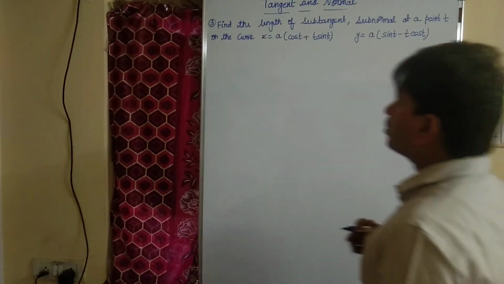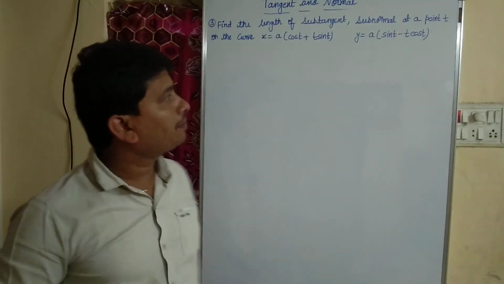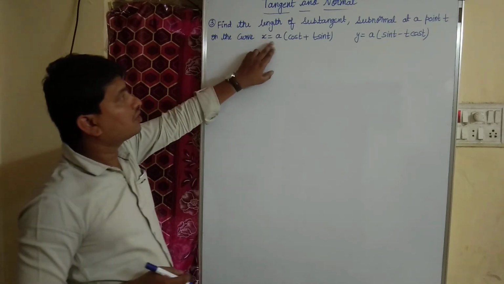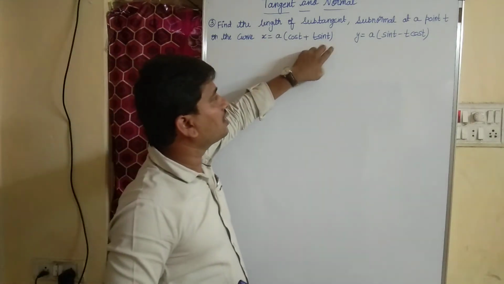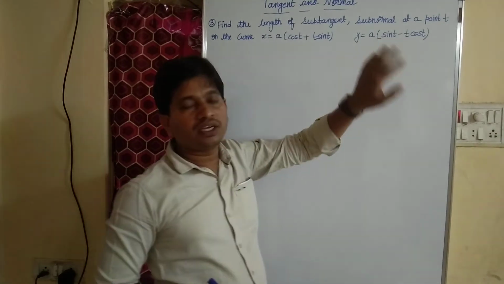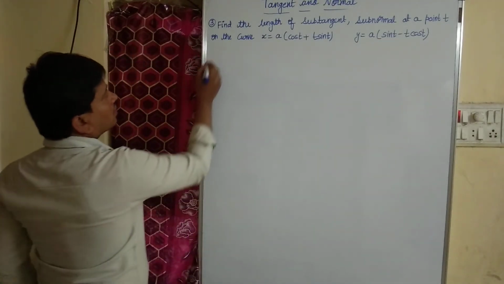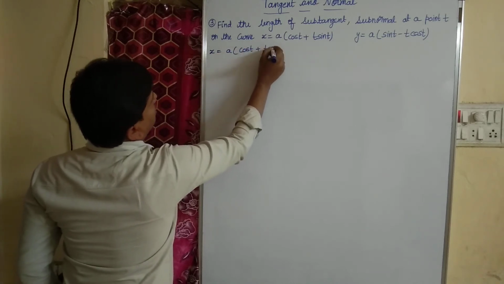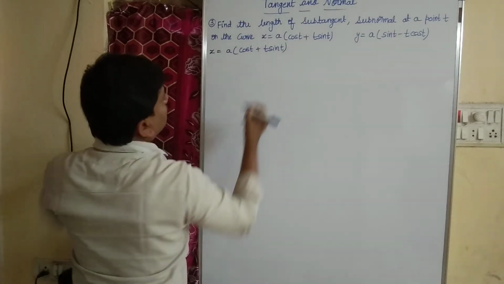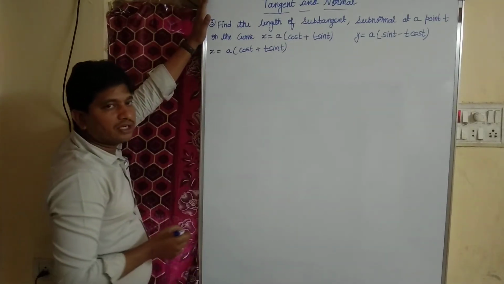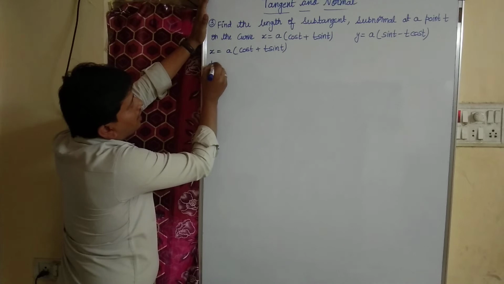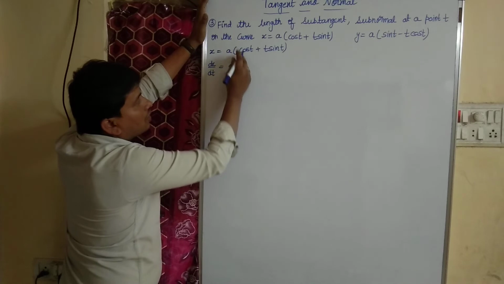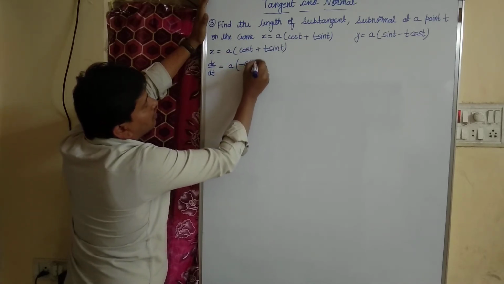Now coming to the third question, find the length of subtangent and subnormal at a point t on the curve x is equal to a into cos t plus t sin t, y equal to a into sin t minus t cos t. Right? So given x is equal to a into cos t plus t sin t. Now differentiate with respect to t. I can write dx by dt equal to a is constant, cos t derivative minus sin t.